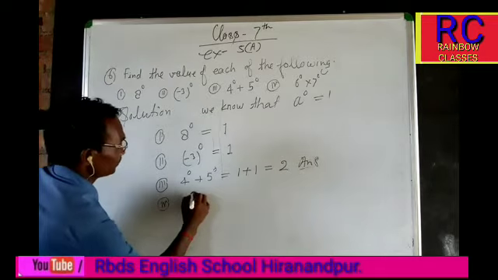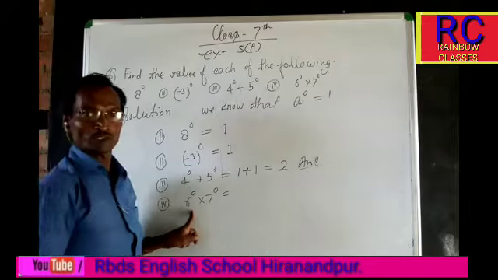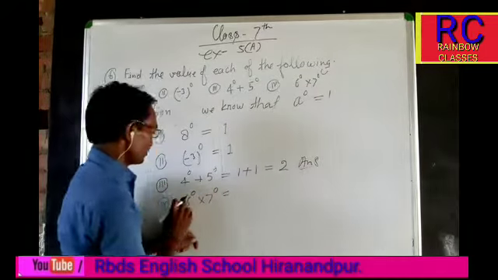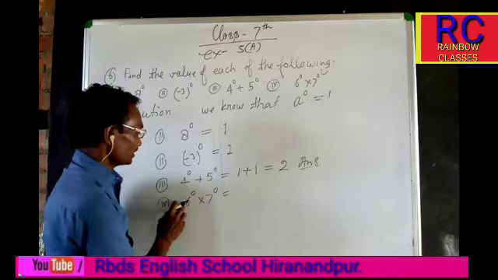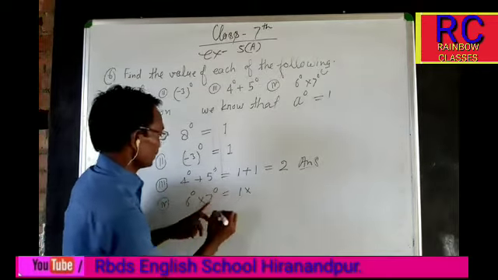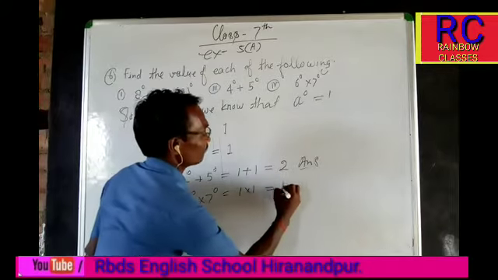Fourth, 6 to the power 0 into 7 to the power 0. 6 to the power 0 is equal to 1, into 7 to the power 0 is equal to 1. 1 into 1 is 1.